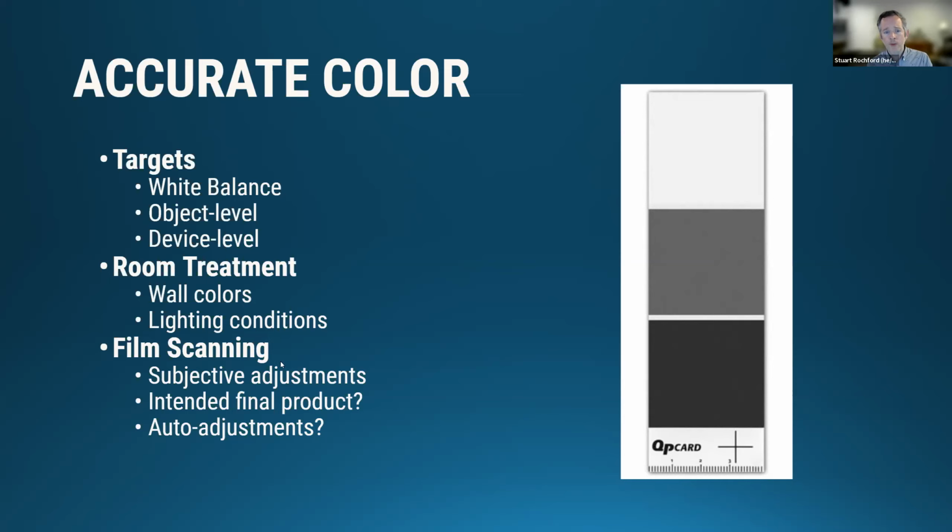And with film scanning, it helps with some subjective adjustments, because film is a little bit different than a printing product, because there could be some post-processing done later on that we kind of have to determine how they want the image to look. So having a gray cue card can help get some accurate results with that.